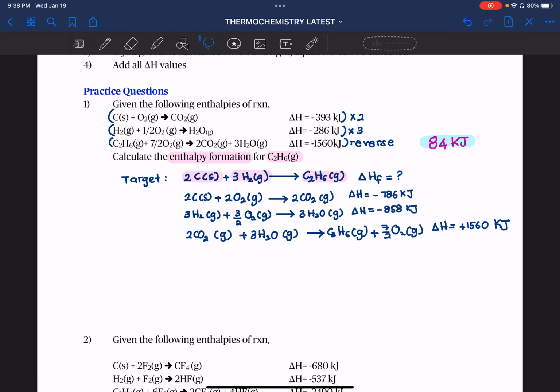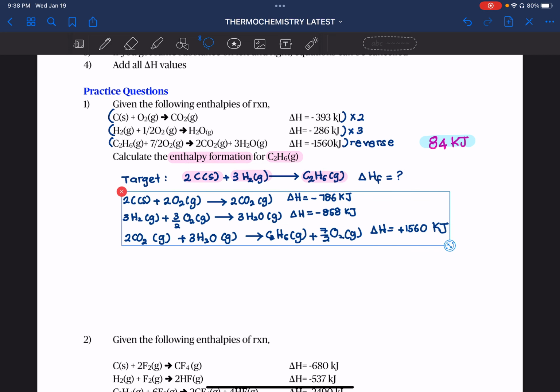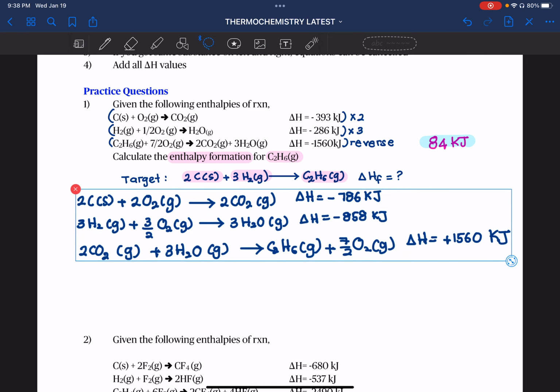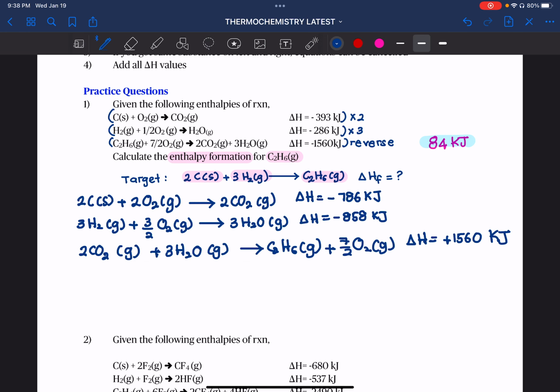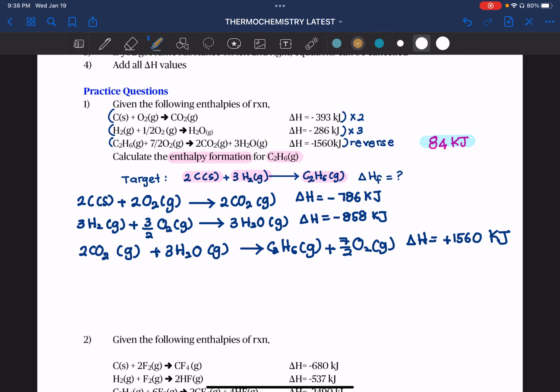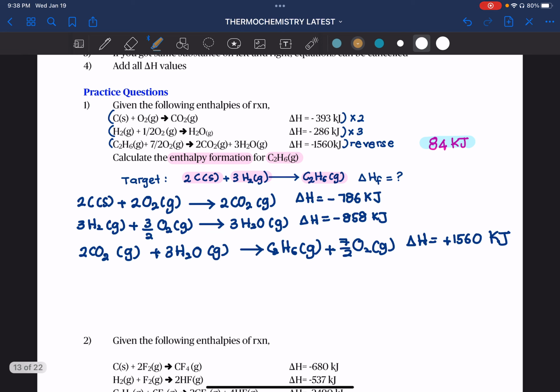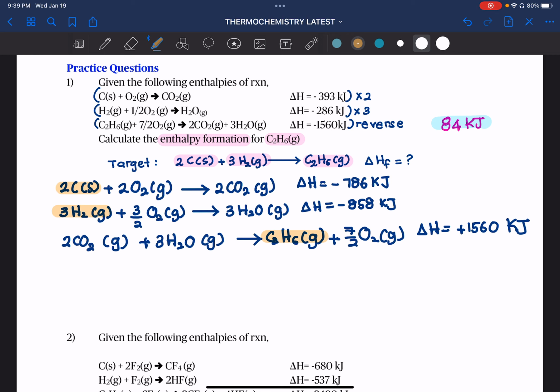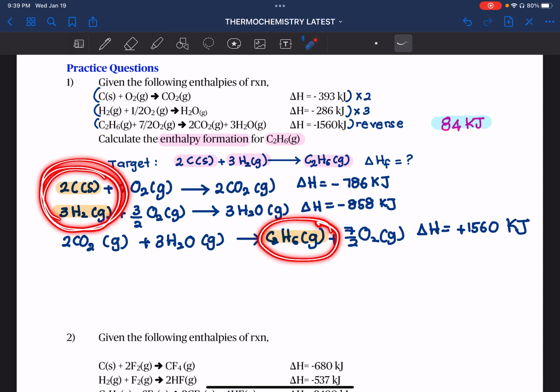Okay, guys. So, let me make it bigger here. This size here. Okay. Now, let's check our equation, whether it is correct or not. So, we have 2C, we have 3H2, and we have ethane. Okay, so that is our target lah. So, kalau ikutkan, dah betul dah. Sebab dua ini adalah reactant and this is our product.